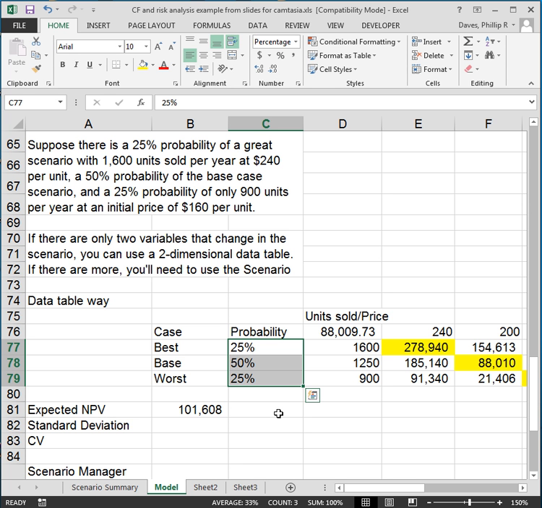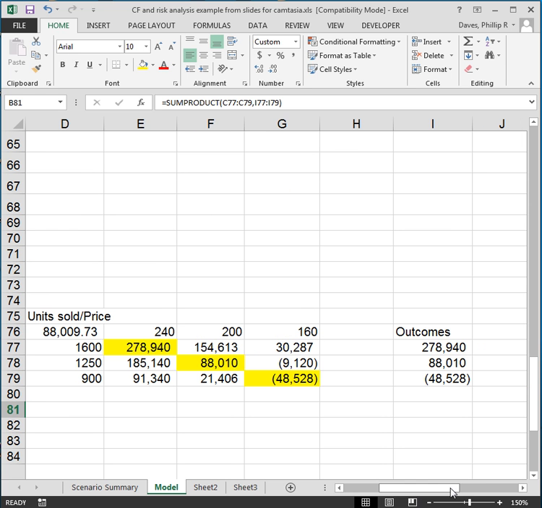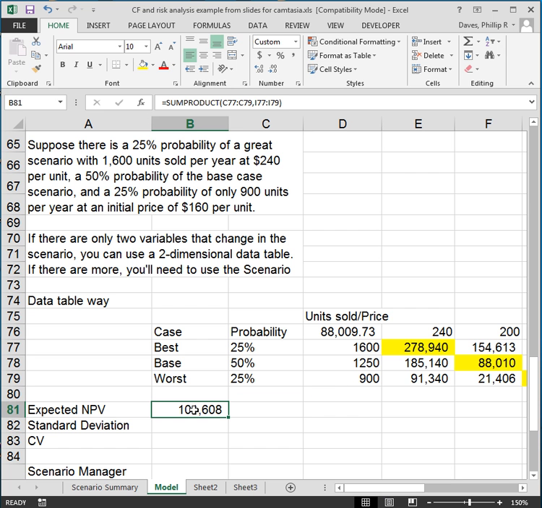Instead, you can either go through the long, complicated way of calculating the deviations from the mean. There's our expected NPV. Deviations from the expected value. So you could go and calculate the $278,000 minus the $101,000, square that deviation, multiply it by 25%, then do the same thing for the base case, and then for the worst case, add those all up and take the square root. That gives you the standard deviation, and that takes about 3 columns and 5 minutes to do in Excel.